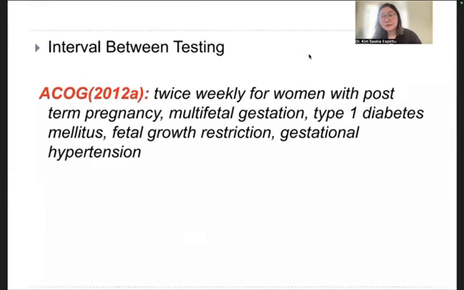So when are you going to do these assessments? It should be twice weekly for women who are post-term, so 42 weeks and beyond, with multi-fetal gestation, twins or more, type 1 diabetes mellitus, fetal growth restriction, and gestational hypertension. Basically, your high-risk women will have a twice weekly assessment.